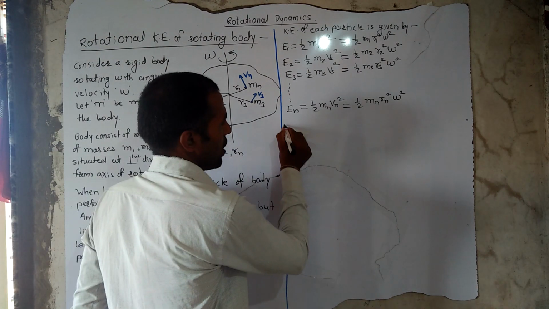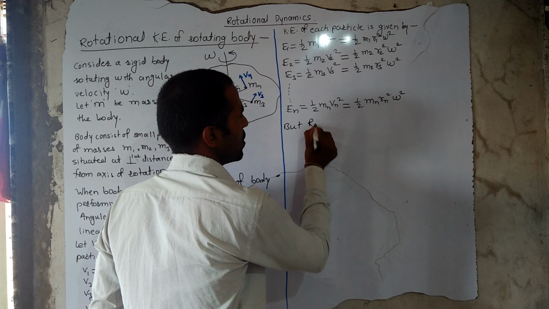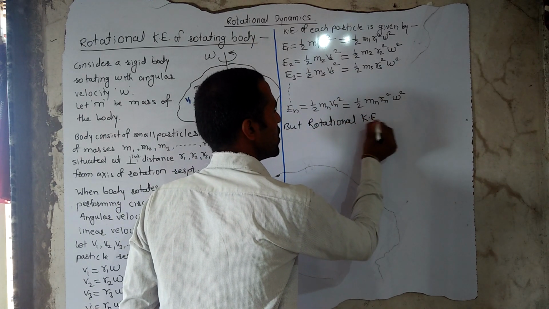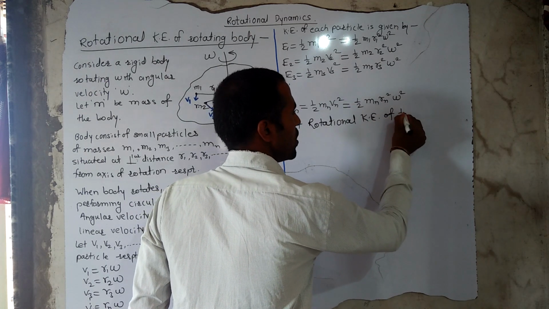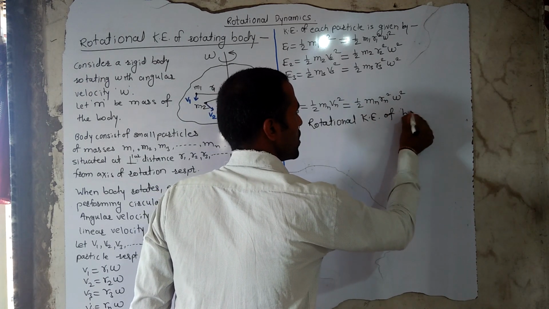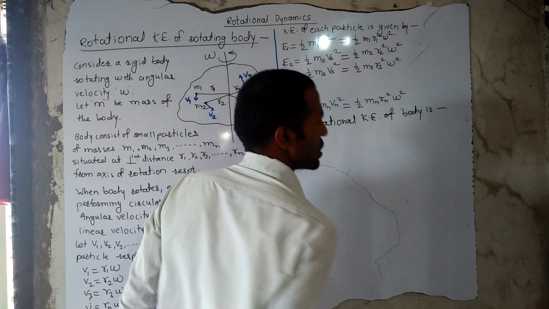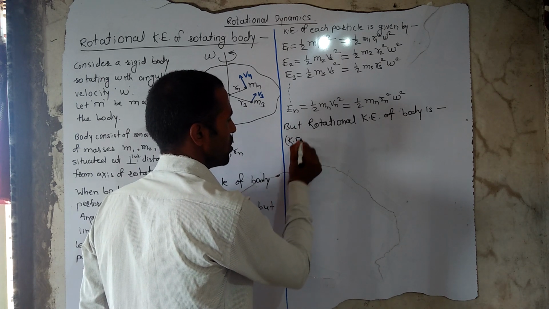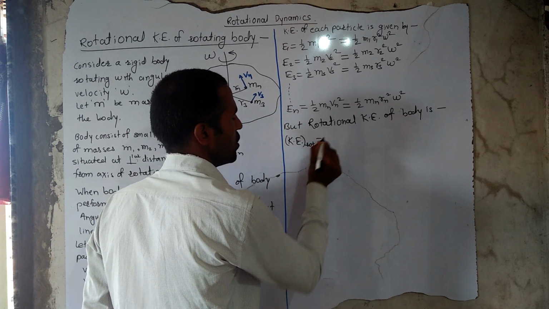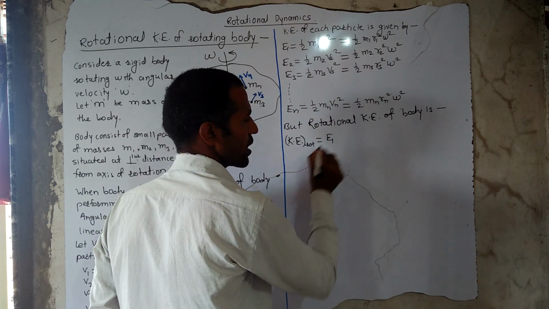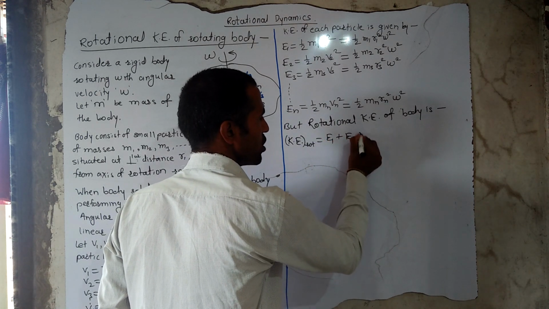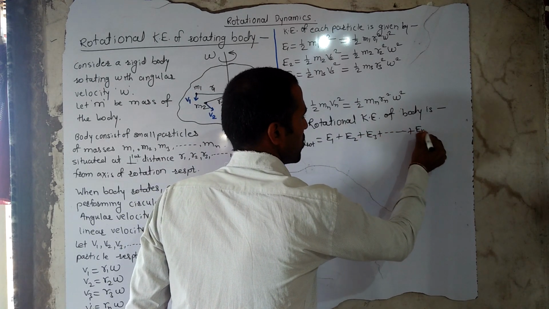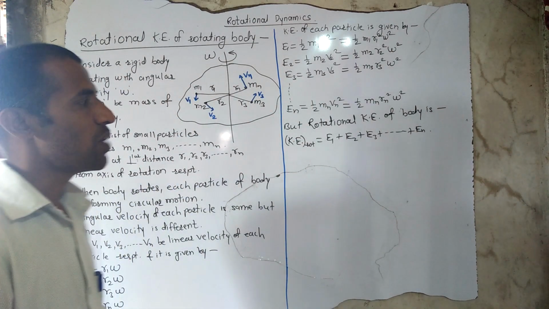So, the rotational kinetic energy of the body is given by the kinetic energy of the first particle plus the kinetic energy of the second particle plus the kinetic energy of the third particle, up to the kinetic energy of the last particle.